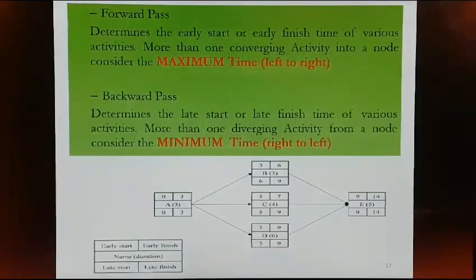Now when we come back in the backward pass, we have to take the minimum value. So which is minimum? Out of 6, 5 and 3, 3 is the minimum value. So we are taking 3 as the latest finish time of activity A. So this is the meaning of backward pass. I hope you understood. Thank you.